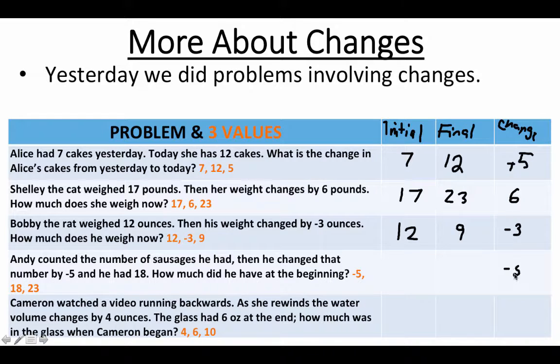Andy changed his sausages by -5 and he had 18. He must have started at 23. And so the change is 4. And when Cameron began, we want to figure out what the initial is. At the end, it had 6, and so it had to start with 2. Perfect.